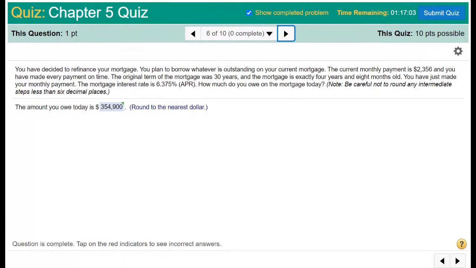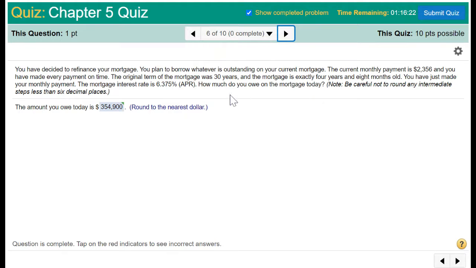This is giving you everything already. The original term of the mortgage was 30 years. And the mortgage is 4 years and 8 months old. So you have to convert this into months. 30 times 12 is 360. This one is 8 months, so you leave 8 months alone. 4 years is 48. So this is 56. So you're going to say 360 minus 56 equals 304.